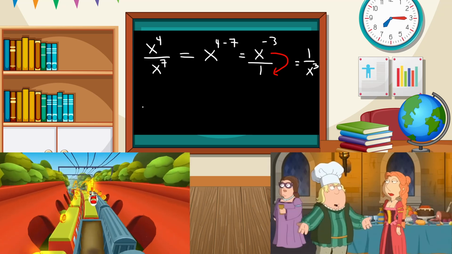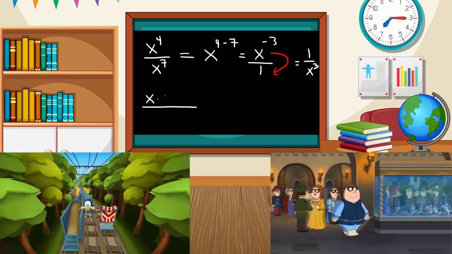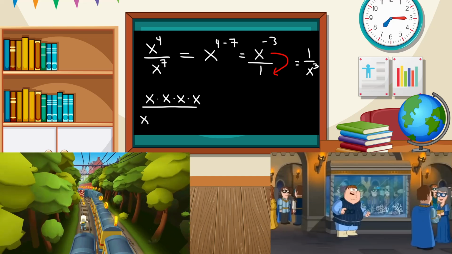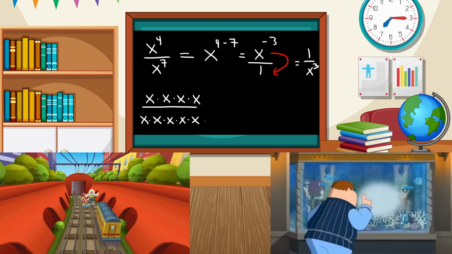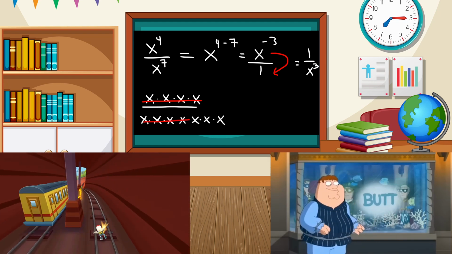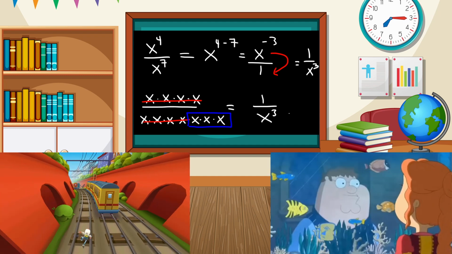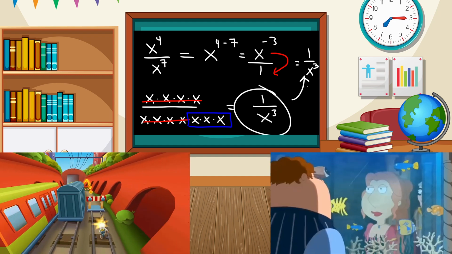To see why that's the case, we need to expand the original problem. X to the 4th is x times x times x times x. X to the 7th power is the multiplication of 7 x variables. Now we can cancel 4 at a time, and notice that we have 3 x variables in the bottom of the fraction. So therefore, this is going to be 1 over x cubed. And we can see why that's the case now.